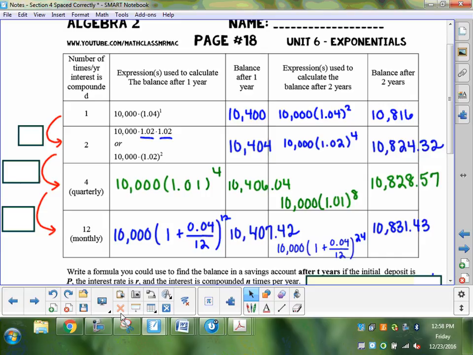Okay, so you get to see, eventually what ends up happening is what's called a calculus concept. Watch what happens when I went from 1 to 2 times, how much more interest did I make after 1 year? $4 more. When I went from 2 to 4 times a year, how much more did I make? $2.04. As I went from 4 all the way up to 12 times a year, who can tell me how much more interest I made?